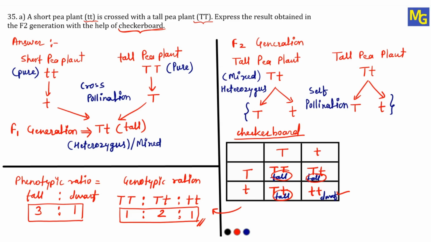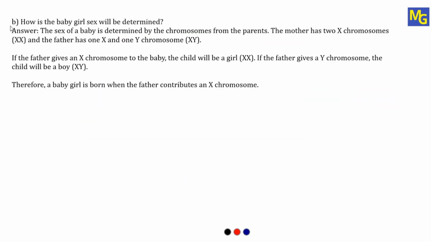Now we will see sub question B. How is a baby girl's sex determined? Sometimes the question asks how the sex of the new individual is determined in human beings. But the answer for both questions is the same. The answer: the sex of a baby is determined by chromosomes of the parents.